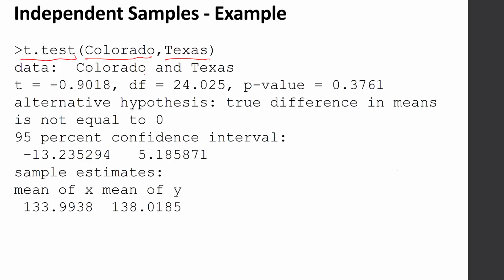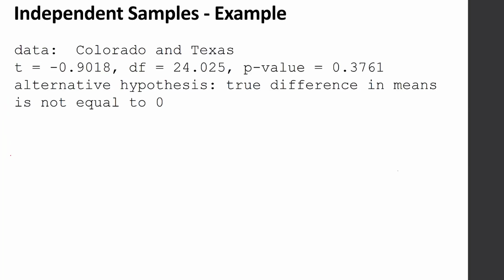This is the way that R is going to subtract them. It's going to be Colorado minus Texas because Colorado was first and Texas was second. It gives us our t-test output, and it also gives us our confidence interval output that we're used to seeing now. All right, so let's first interpret the t-test.